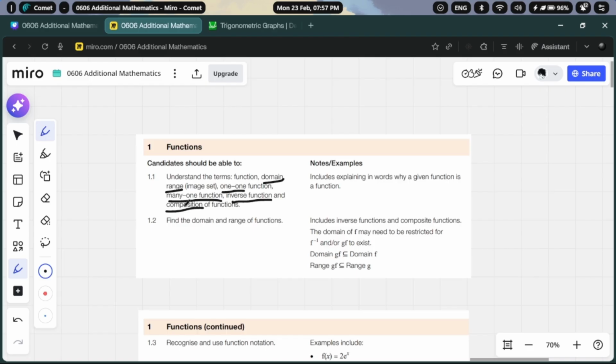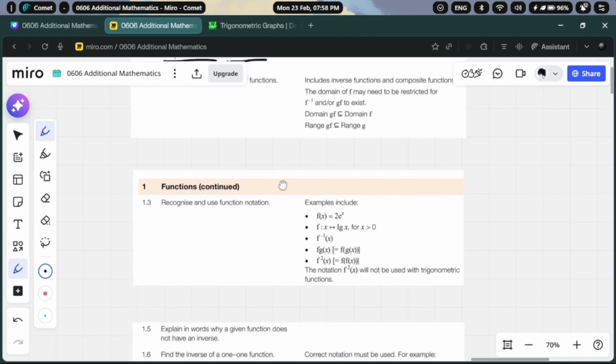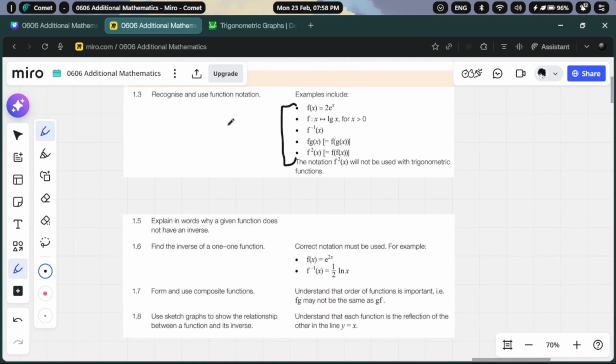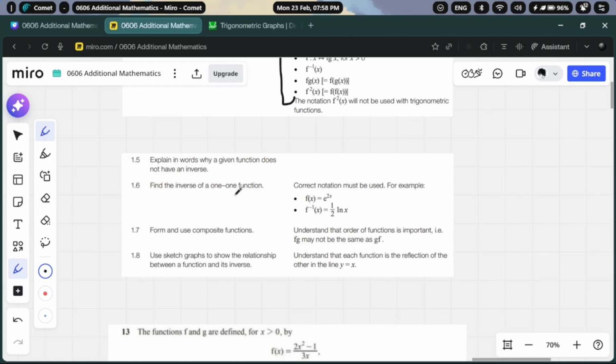So as you can see, I already mentioned all those types of graphs that we could possibly have. So based on that, you can actually determine the range and domain. Then knowing the notation for functions is really important. Make sure you go through this as a checklist because Cambridge likes using various notations.